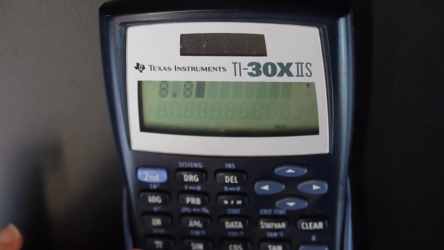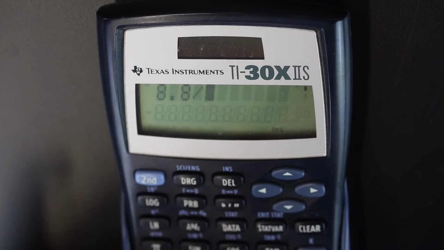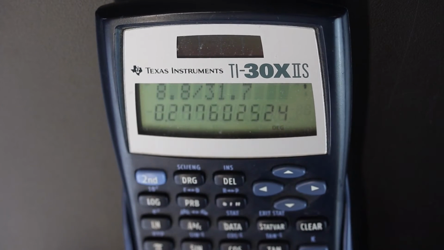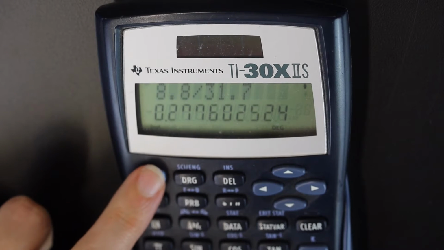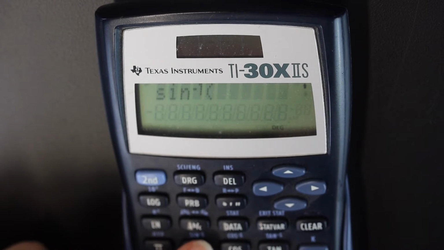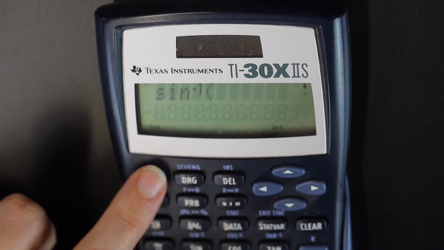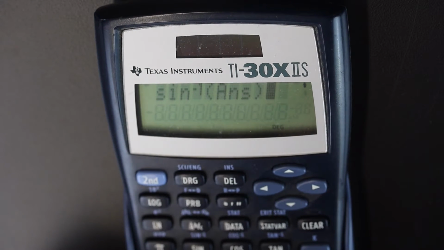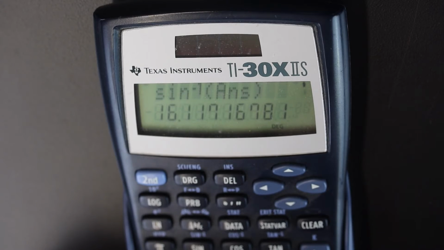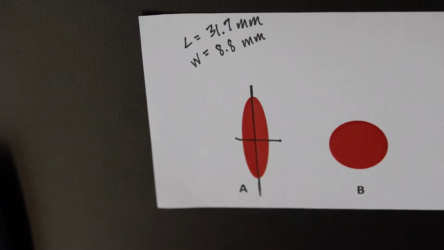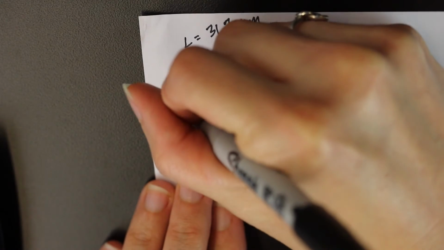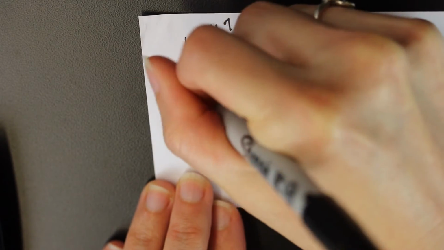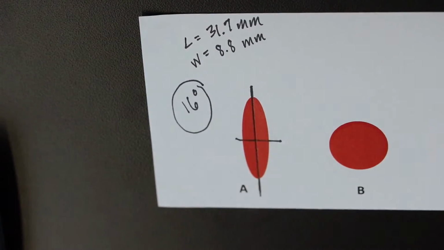Grab a scientific calculator or your phone and divide the width by the length. Then take that number and apply the inverse sine function. You have now determined the angle at which your blood droplet traveled.